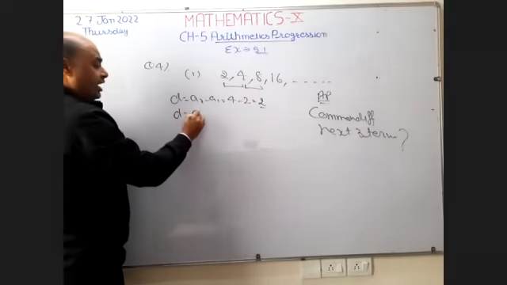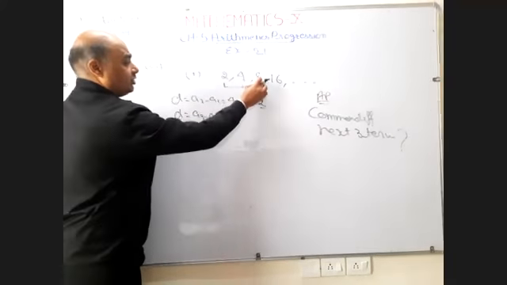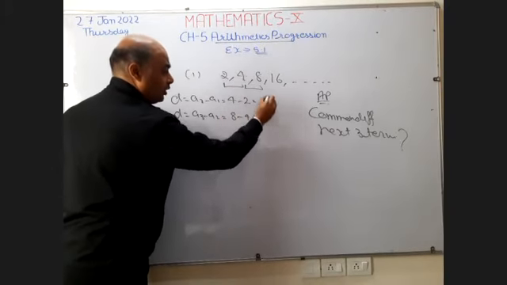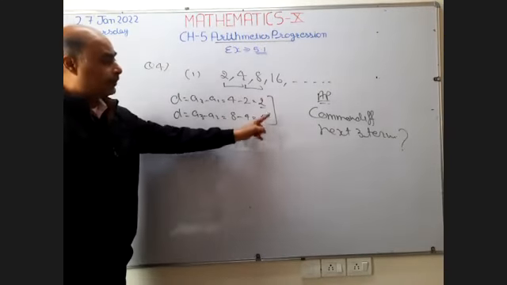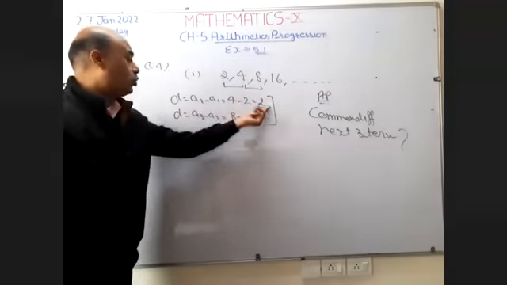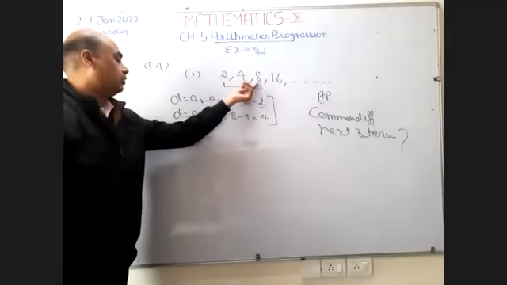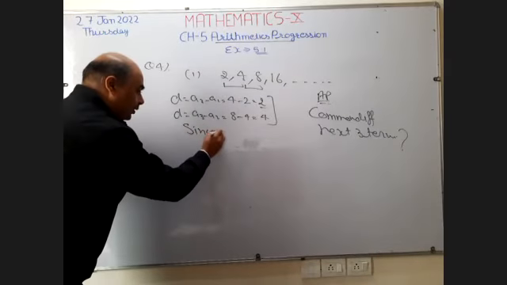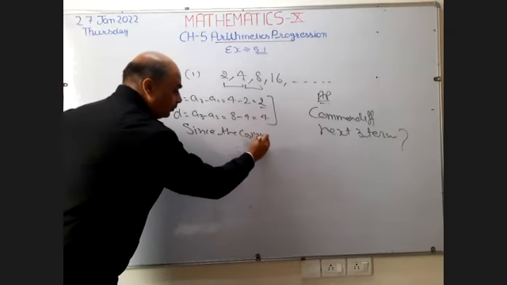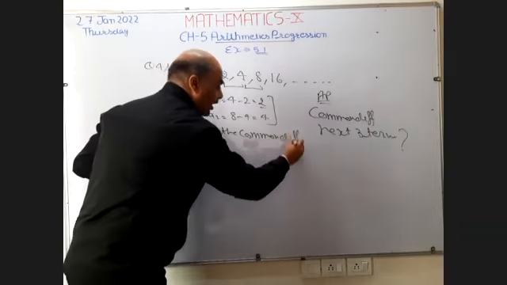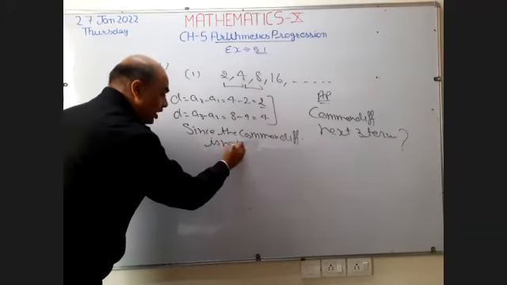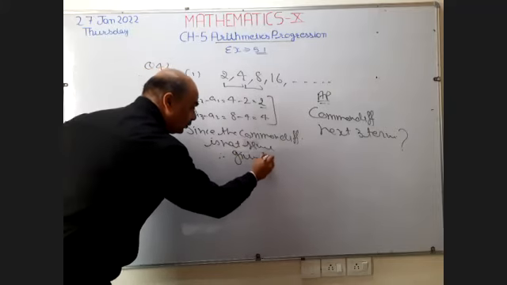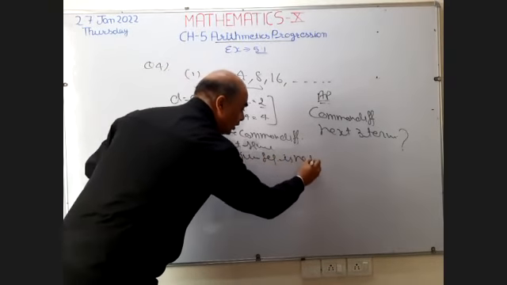Now check next 2. Next 2 means third term and second term. So write A3 minus A2. What is A3? 8. What is A2? 4. 8 minus 4 equals 4. Now check, common difference is not same. In the first, D becomes 2. In second, difference becomes 4. So write: since the common difference is not same, therefore given sequence is not AP.